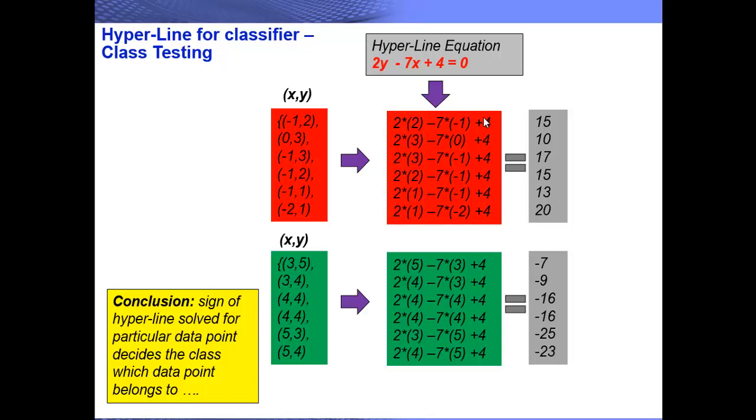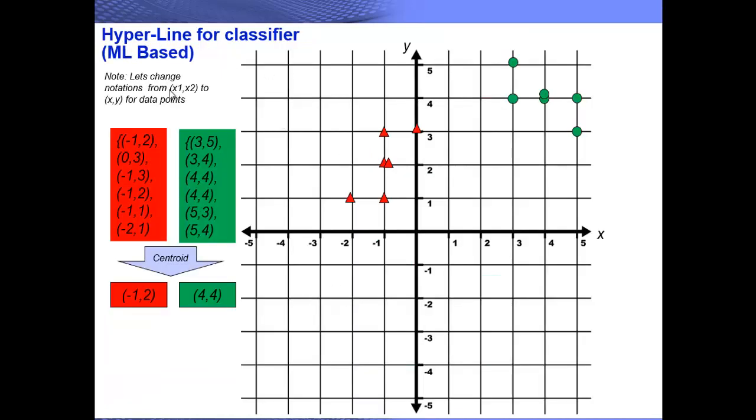So we will have data, we will do computations on that data and decide the line. Once we decide that hyperline, we will again test whether the hyperline decided by the mathematical algorithm satisfies this kind of separability for red class and green class data, right? So now we will decide the hyperline for the classifier using ML-based approach.